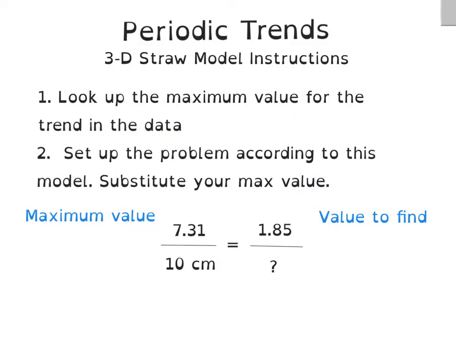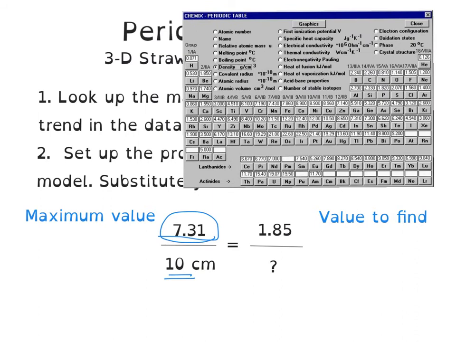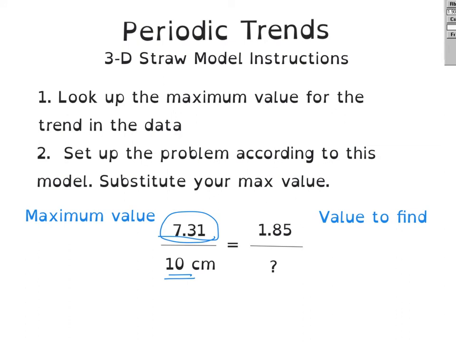The second step is you are going to set up a problem of fractions. You are going to take the maximum value that you found on your chart, and set that equal to the maximum straw length, which we are going to set to be 10 centimeters. Then you will pick an element that's in your periodic table. So if you were looking at, for instance, this beryllium here, you have 1.85. You could then put the value right here, and then we're going to solve for this.